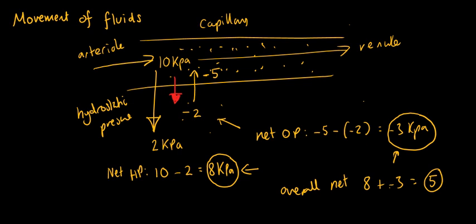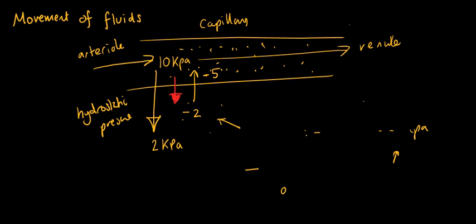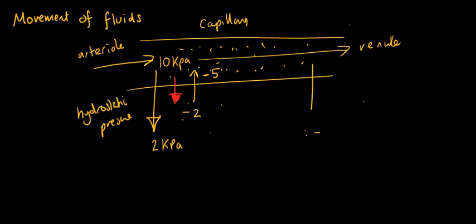So now if we move over to the venous end, let's see what ends up happening at this point. So what's going to have happened is the hydrostatic pressure is going to have reduced. So let's say the hydrostatic pressure reduces, and now we've got 3 and 2.